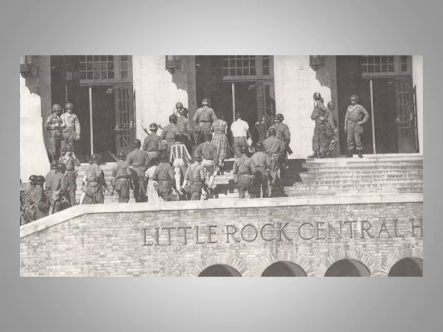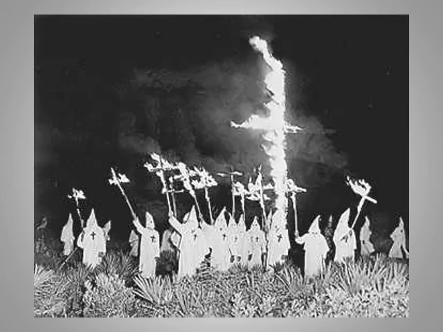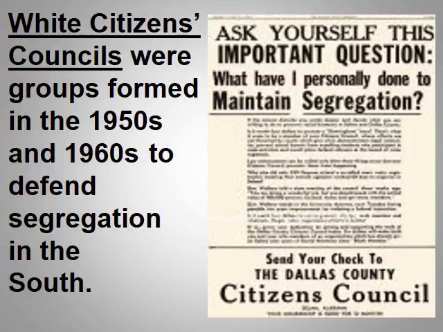Supporters were beaten, supporters were picketed, mistreated, they could be killed. We see the reemergence of the KKK in this time period. We also see the development of groups called white citizens' councils. They are literally groups of white people that did everything in their power to defend segregation, to keep segregation alive. Look at that flyer. Ask yourself this important question. What have I personally done to maintain segregation? It's ridiculous. It is absolutely insane to think about.